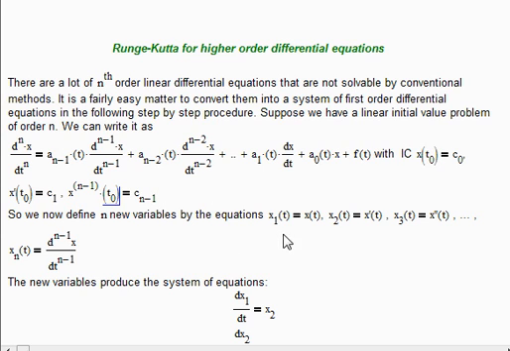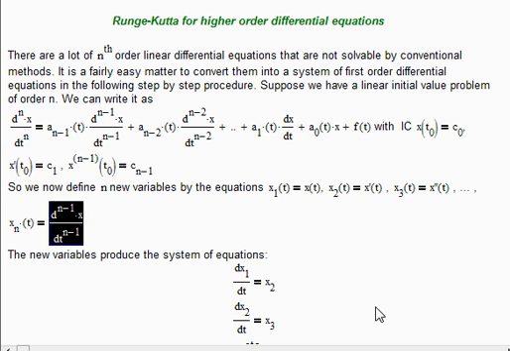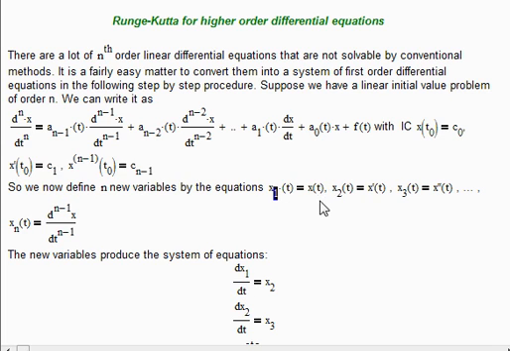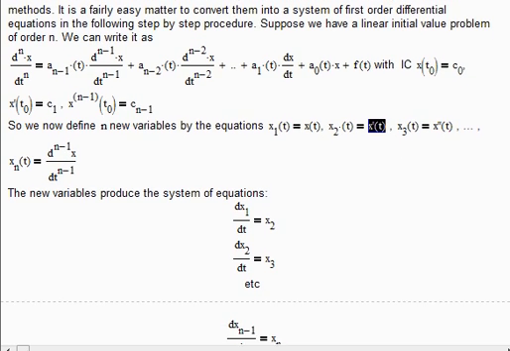So we've got n new variables. If we just say let x1 of t be x of t, x2 be x prime, x3 be x double prime, etc., xn of t is the n minus first derivative of x with respect to t. So now we've got this huge system of equations. The derivative of x1 is x2, that's x prime, remember. The derivative of x2 is x3, see how that works, etc.